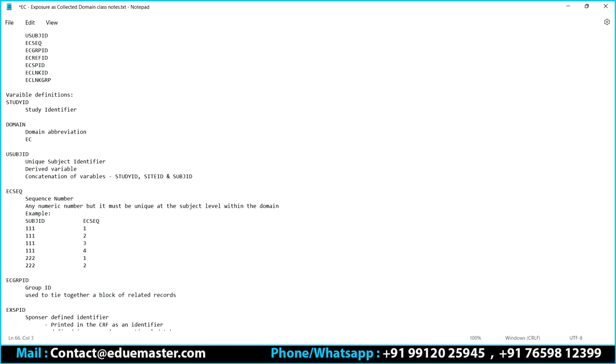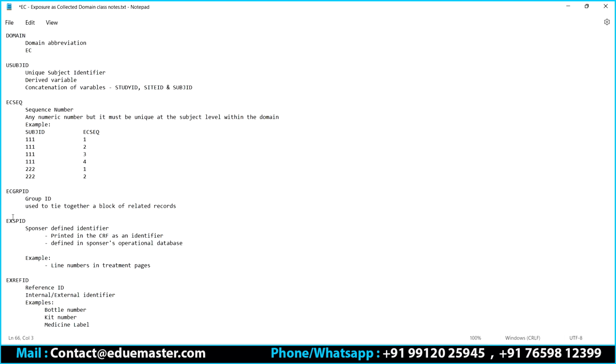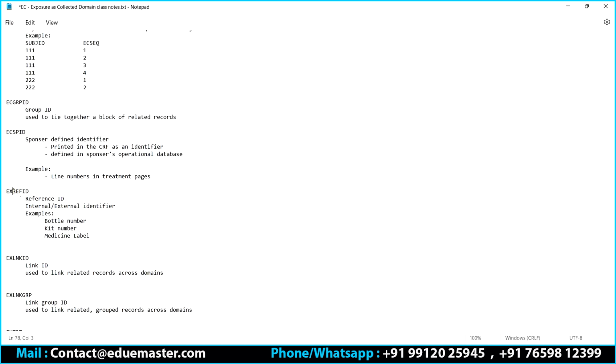What is the group? If I want to tie related records, how do I tie them? For that, we are going to use your EC group ID, a sponsor defined identifier, which is printed in your CRF as an identifier, or it is also defined in your sponsor's operational database. Same thing, EC reference ID, the same reference ID, it can be your internal or external identifier. There won't be any difference there.